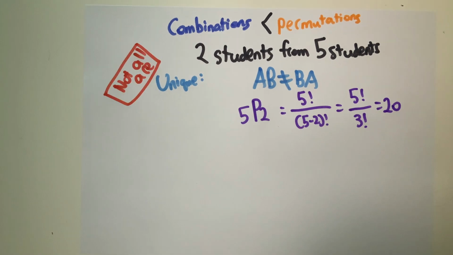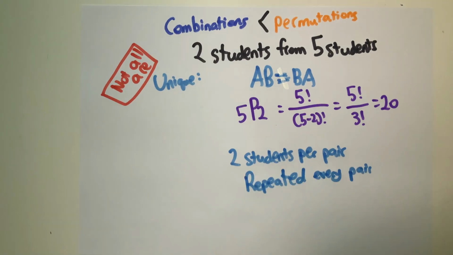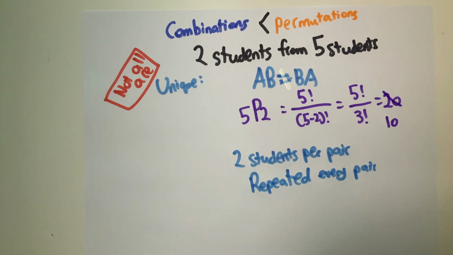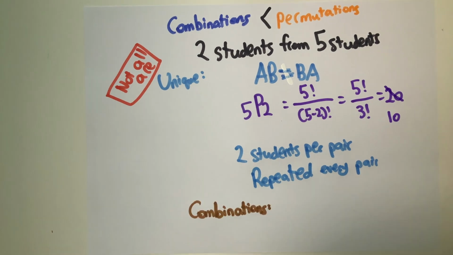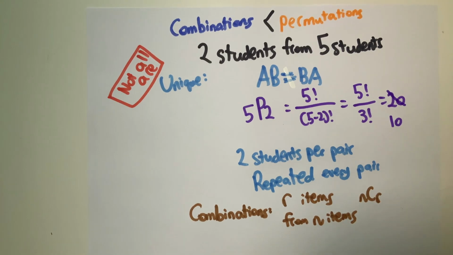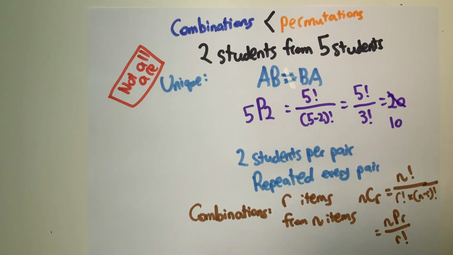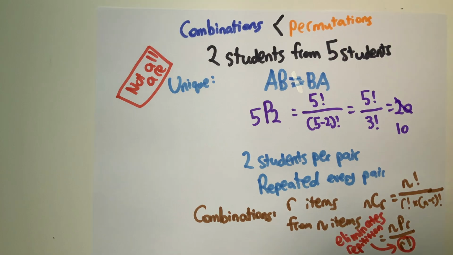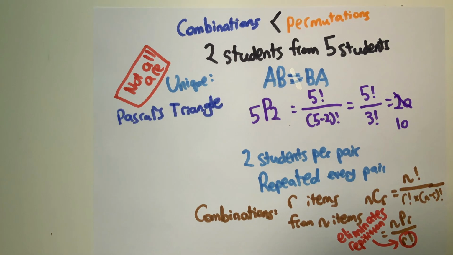However, the pairs are not all distinct, as AB is identical to BA. Since there are 2 students per pair, we have repeated every possible combination twice. Therefore, the total number of combinations is not 20, but 10. The general formula for the number of combinations of R items chosen from a group of N items is NCR, which is N factorial over R factorial times N minus R factorial. In a sense, NCR is NPR over R factorial, where R factorial eliminates the repetitions of each grouping.